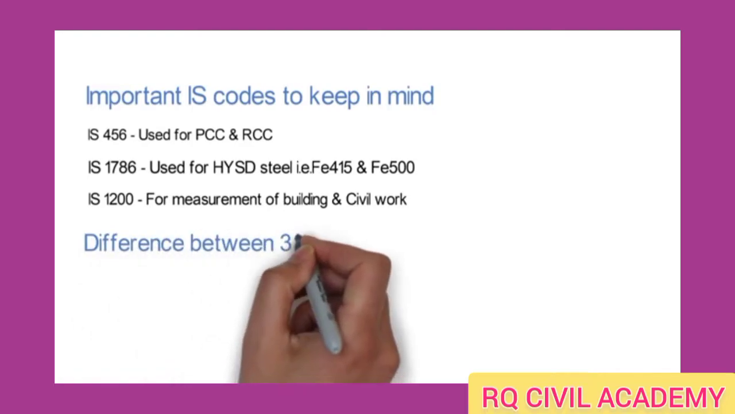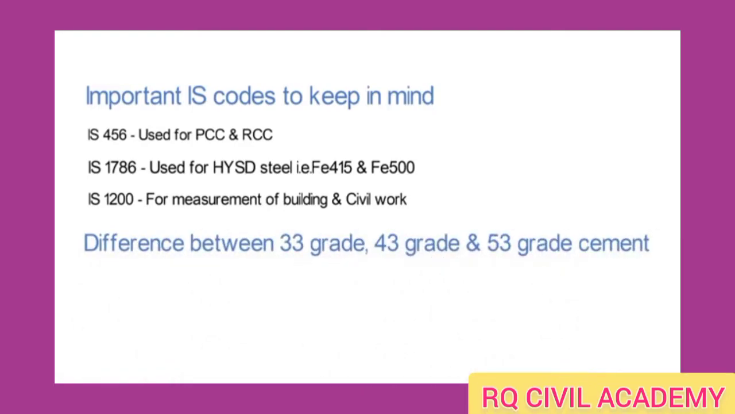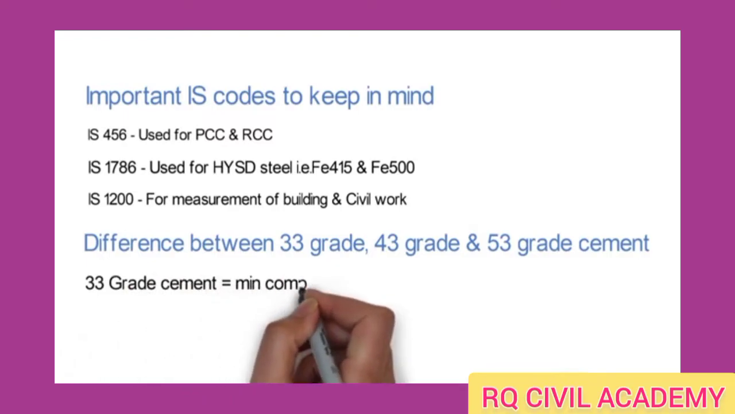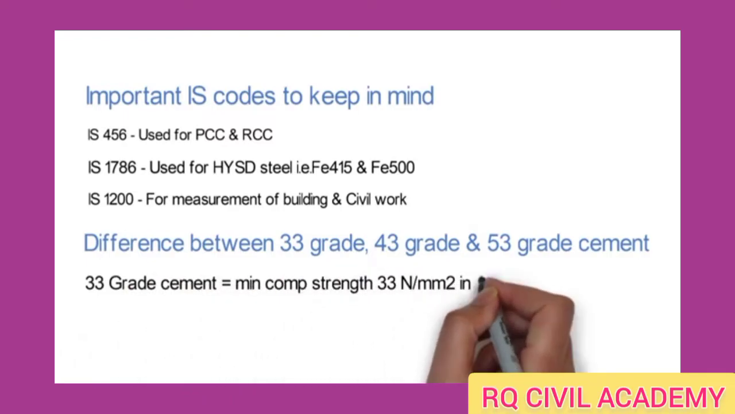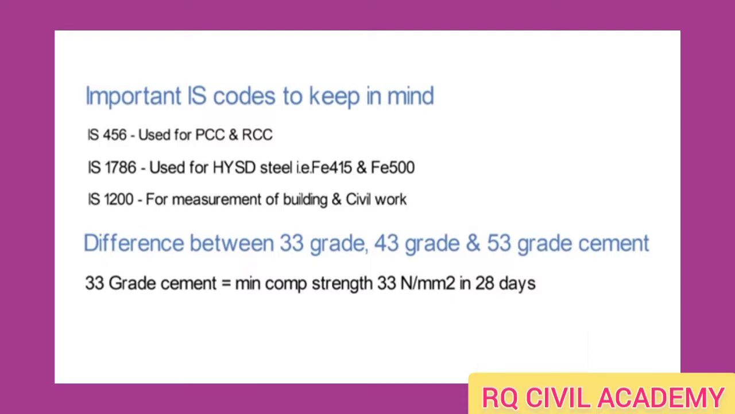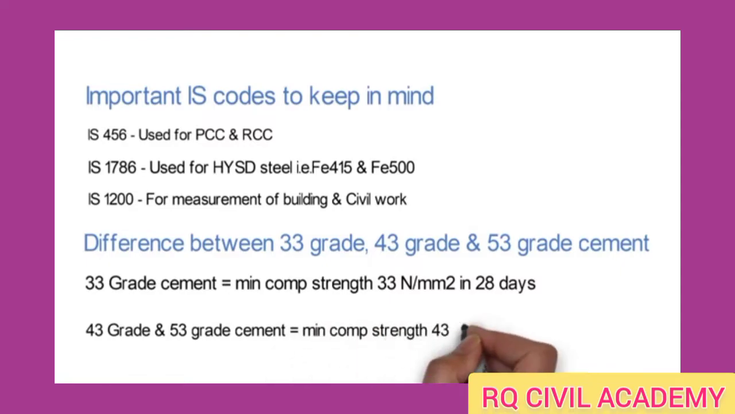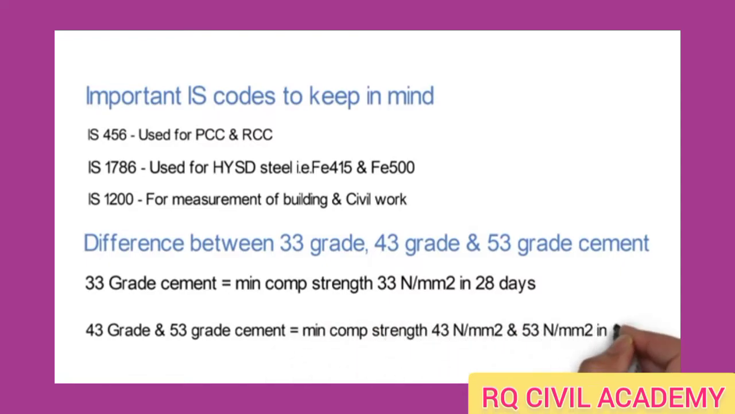Difference between 33 grade, 43 grade and 53 grade of cement. 33 grade cement attains a minimum compressive strength of 33 Newton per mm square in 28 days, whereas 43 grade and 53 grade cement attain a minimum compressive strength of 43 Newton per mm square and 53 Newton per mm square in 28 days respectively.